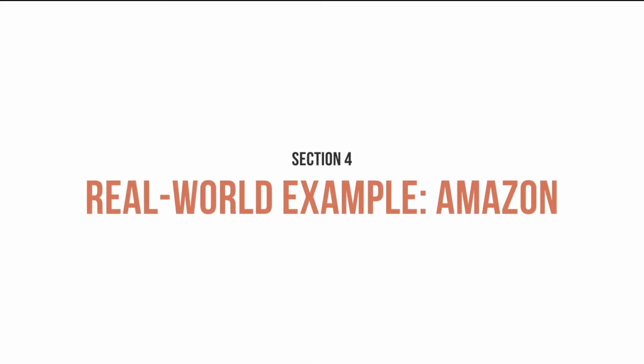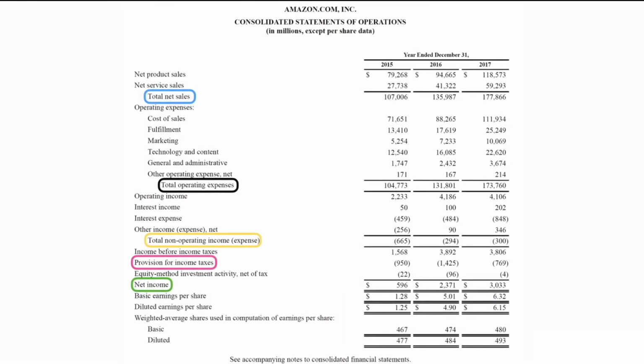Now, let's take a look at a sample income statement. There are many of them out there, but the one I've chosen for this video is Amazon. So what we have here is Amazon's consolidated statement of operations for the fiscal year ending on December 31st, 2017. Let's take a look at some important numbers on this statement.